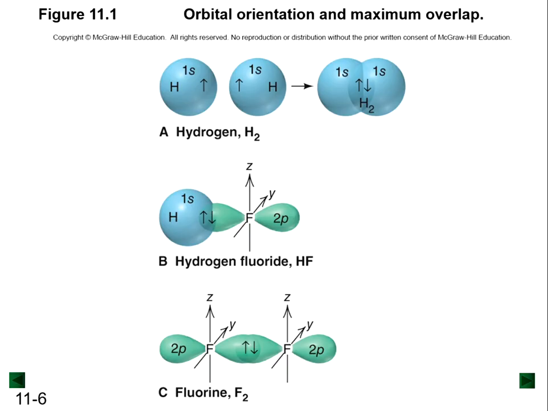The third example is that of the fluorine molecule, F2. In this case, we have two fluorine atoms, each with their 2s2, 2p5 electron configuration, and the half-filled 2p orbitals from each fluorine atom then interact, and as the nuclei get close, the 2p orbitals overlap. When they overlap, the electrons pair up, and the chemical bond forms.